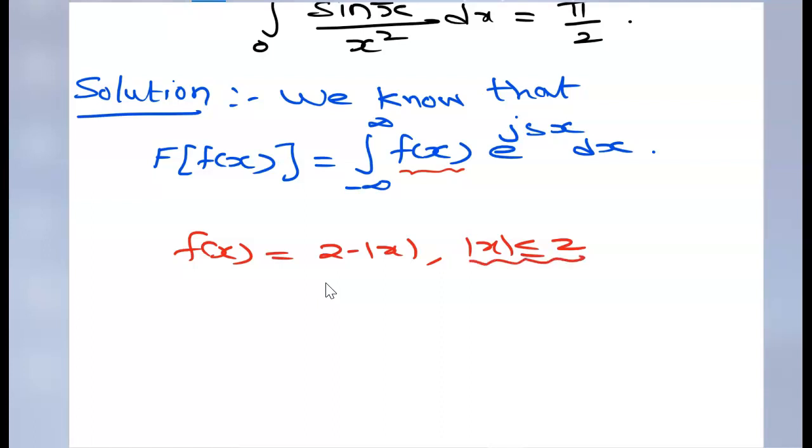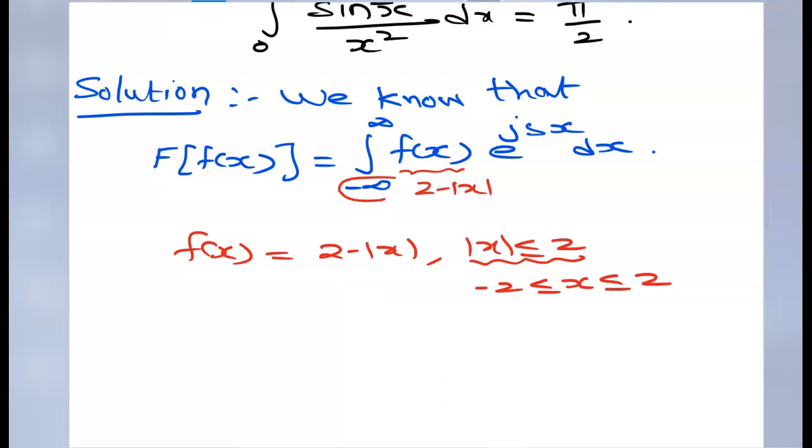What do you mean by modulus of x less than or equal to 2? It is nothing but minus 2 less than or equal to x less than or equal to plus 2. So I can substitute this f of x equal to 2 minus modulus of x when the limit changes from minus infinity to minus 2 to plus 2, because elsewhere my f of x is 0. My f of x is defined as a non-zero value only between minus 2 and plus 2, that is, 2 minus modulus of x.